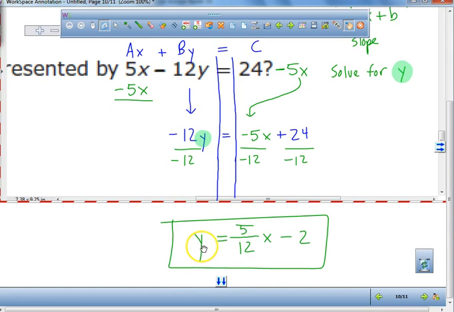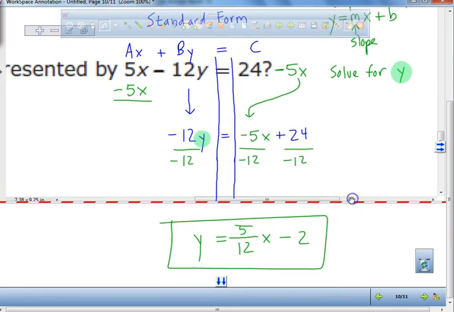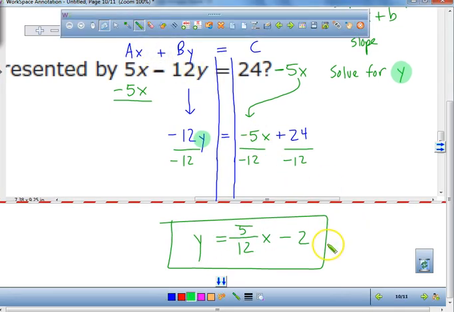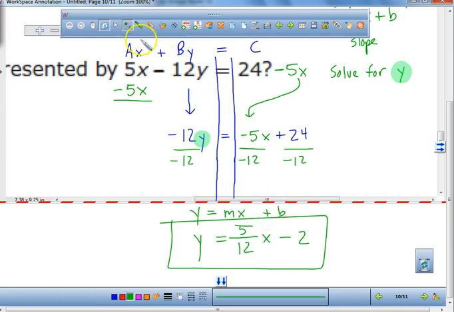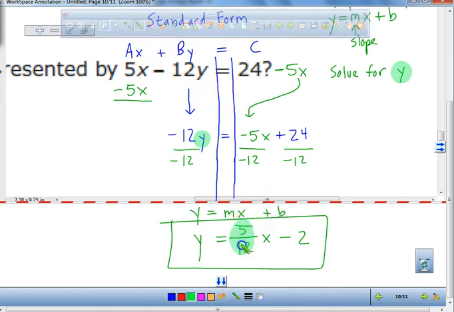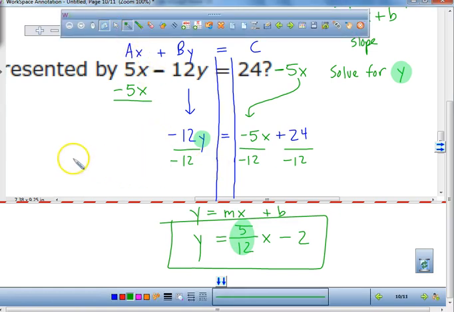We're in slope-intercept. Do we now know the slope? What would be the slope if I were to write y equals mx? That's it. You got it. It is 5 over 12. So when I say, what is the slope of this line? You're going to say, the slope is 5 over 12. That's the slope of the line.